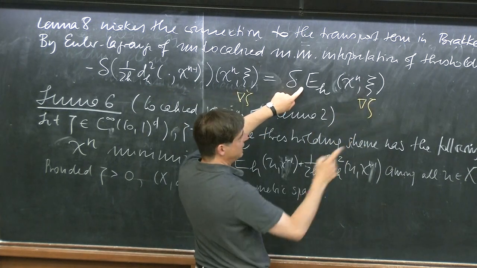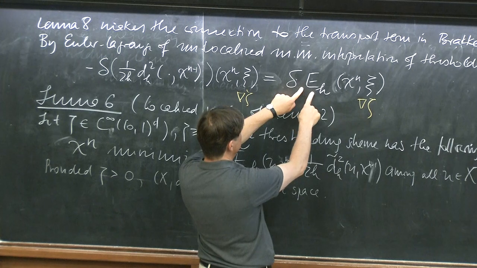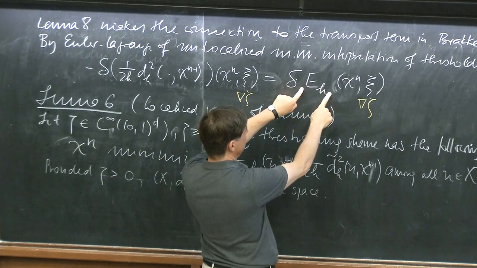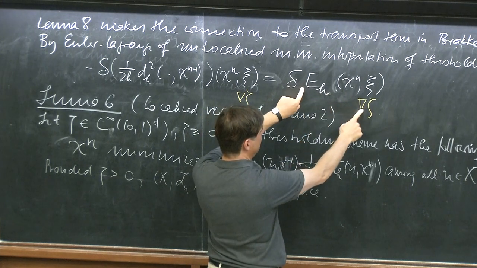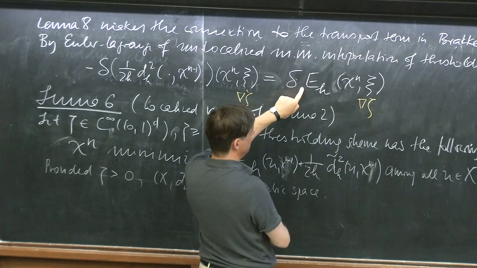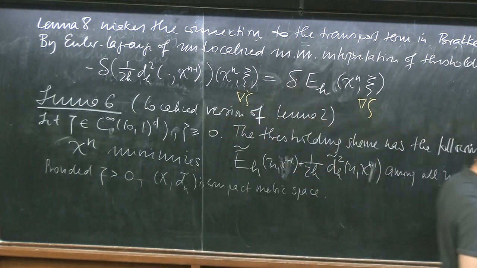So we're led automatically to look at the first variation of the energy functional in direction of the gradient of the cutoff function. Well, and that exactly gives this term. The first variation gives the curvature, and here's the gradient of the cutoff function. So the metric term comes in a very natural way.